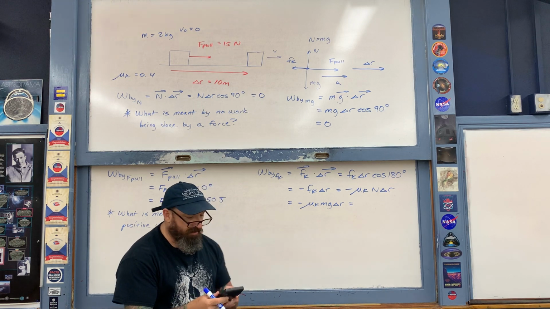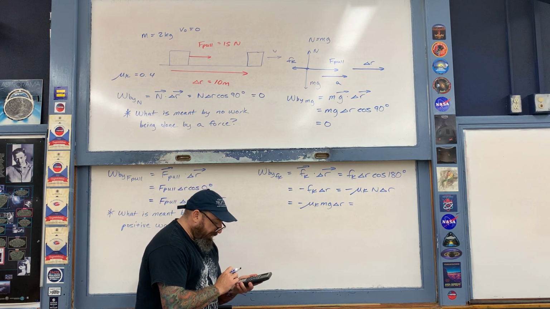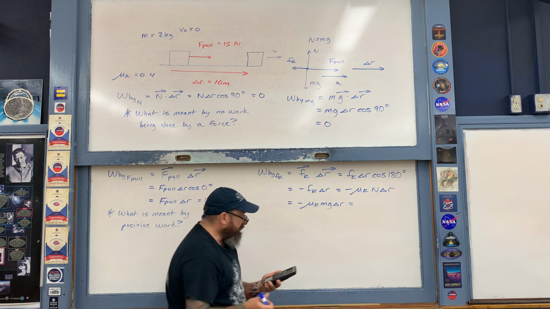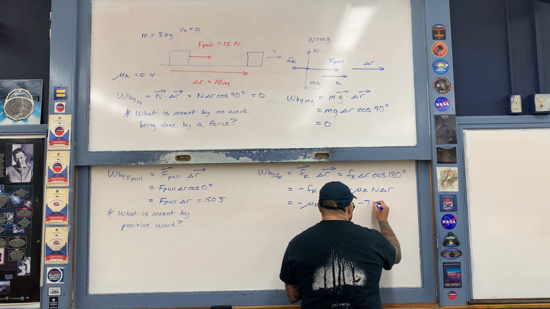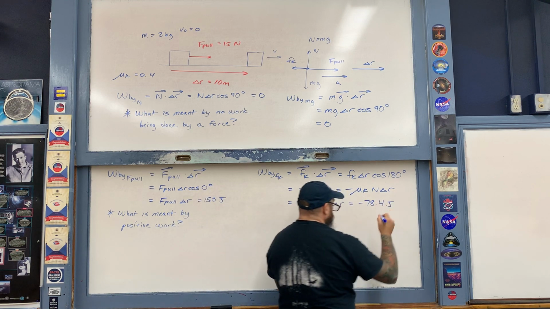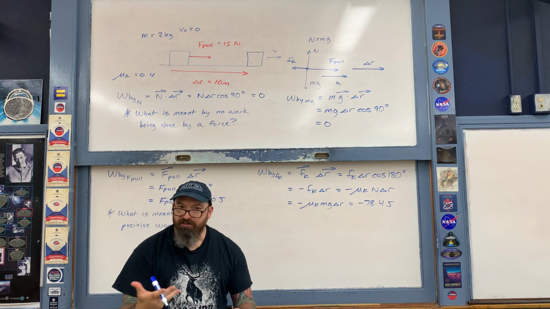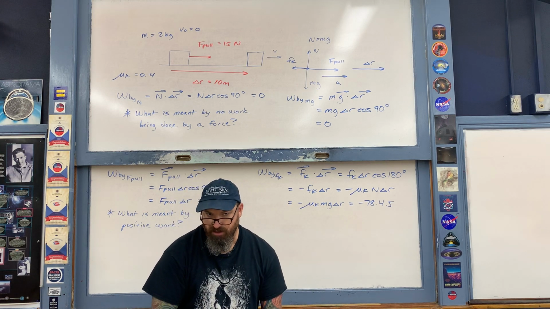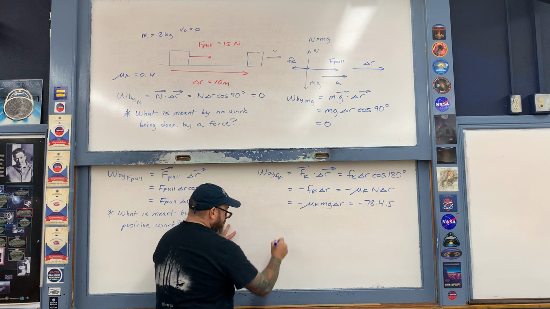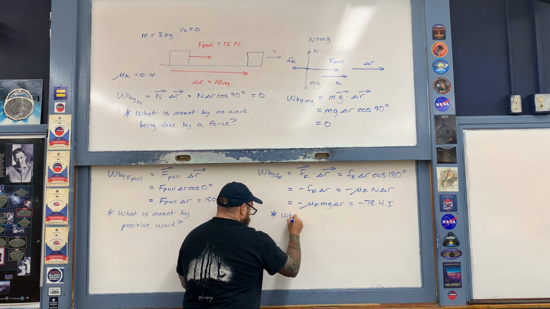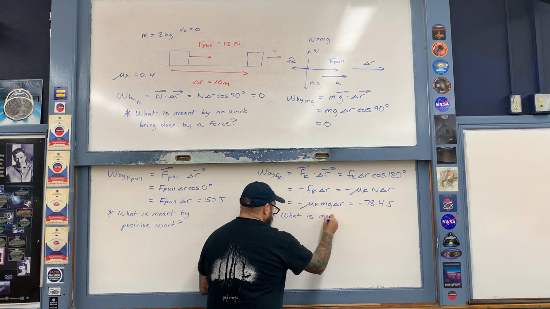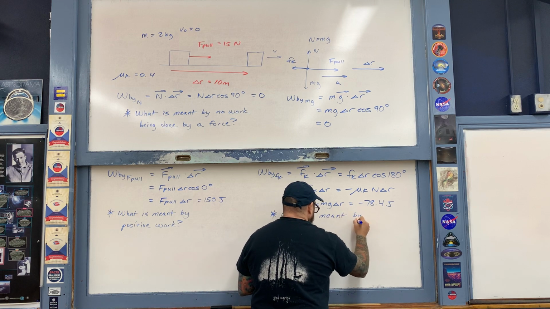Let's go ahead and plug in our numbers. So I now have negative and then 0.4 times 2 kilograms times 9.8 meters per second squared, and then multiply by the displacement of 10 meters. And this ends up being negative 78.4 joules. Once again, as of yet, we don't really know what the negative sign means, so then therefore let's write the following question. What is meant by negative work?